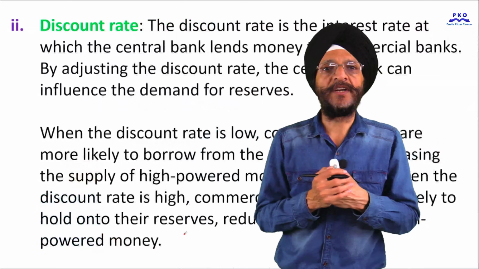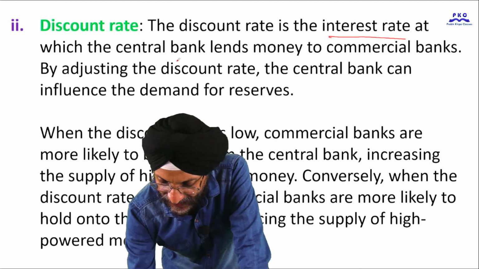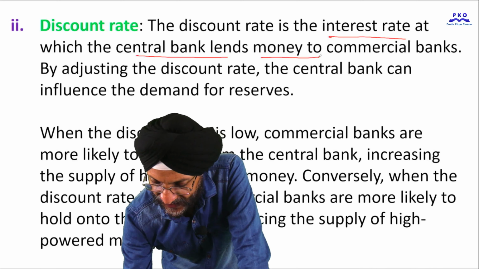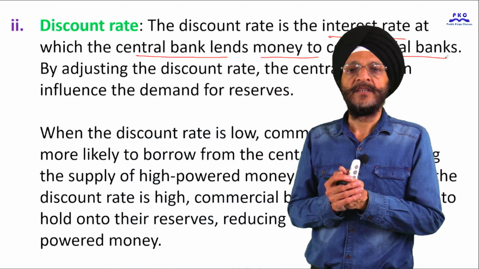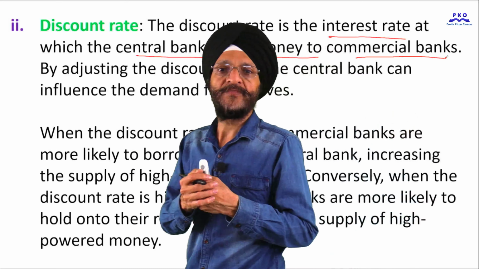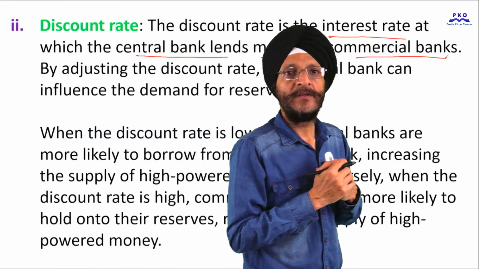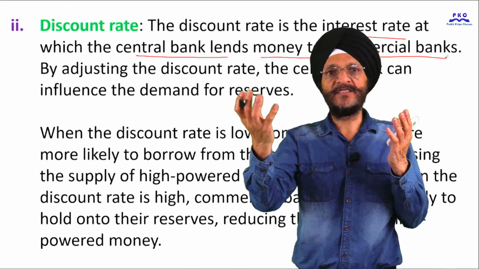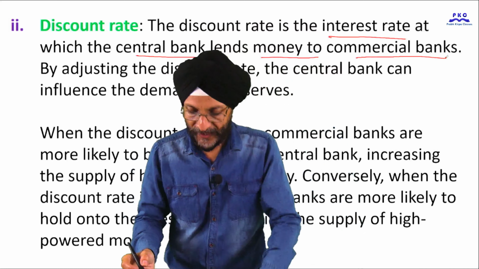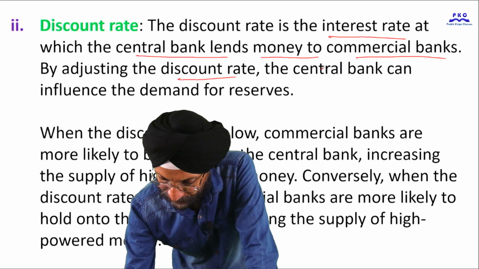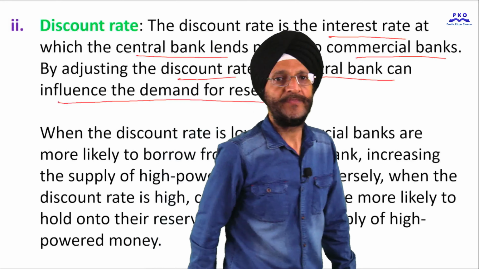Next is discount rate. Discount rate means the interest rate at which the central bank lends money to commercial banks. Sometimes commercial banks approach the central bank for funds when they require the same. Central bank charges interest rate from the commercial banks, which is known as discount rate. By adjusting the discount rate, the central bank can influence the demand for reserves.